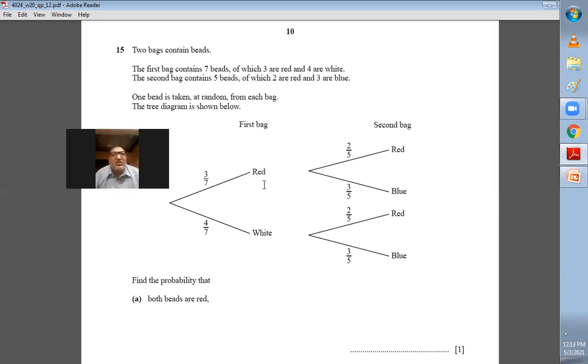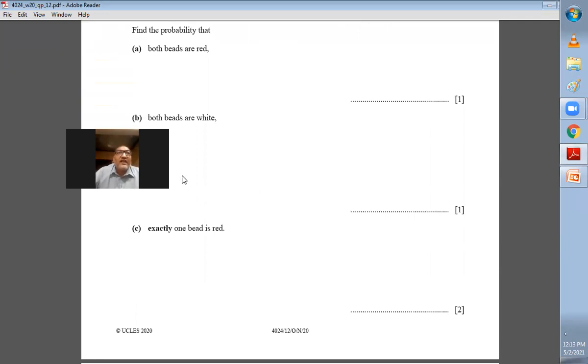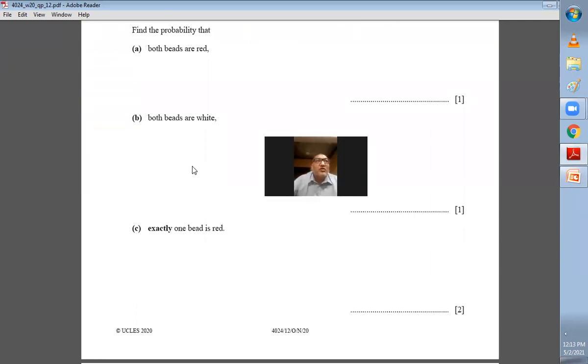He has not asked you to complete the tree diagram. He's directly asking you a question. But this is our trick, that we always complete the tree diagram and then we go to the questions. So first, let me show you the questions. He says, find both beads are red. We have to find out the probability of red, red. Both beads are white. We have to find out the probability of white, white.